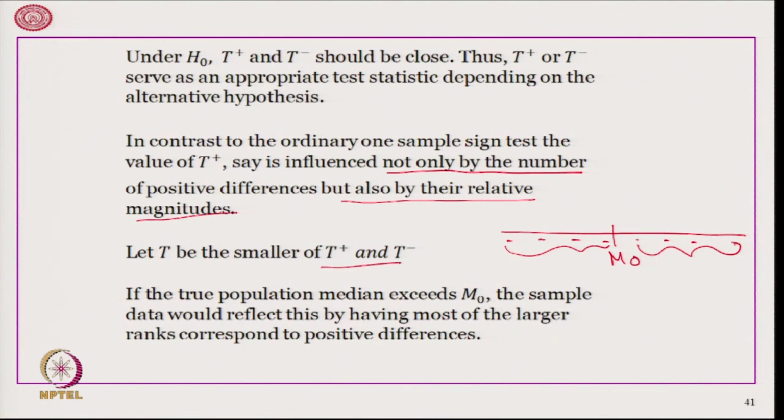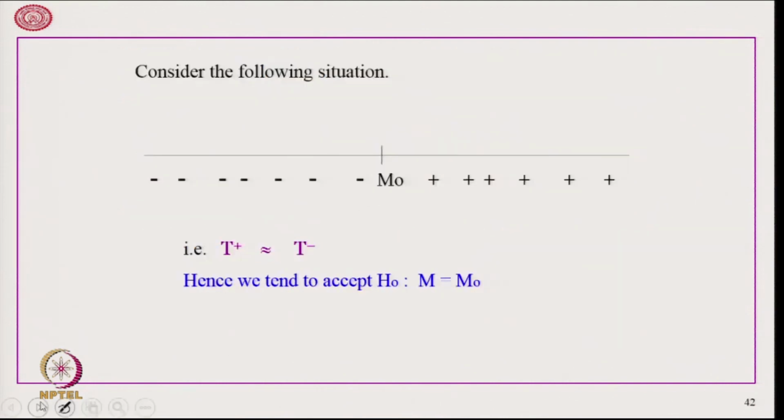Let T be the smaller of T plus and T minus. If the true population median exceeds m naught, the sample data would reflect this by having most of the larger ranks corresponding to the positive differences. So, let me explain with a similar diagram. If m naught is the true median, then in this scenario perhaps this is going to get the rank 1, this is going to get the rank 2. If both of them are going to get 3 and 3, then I would rather give 3.5 and 3.5. Like that, we would rank all of them.